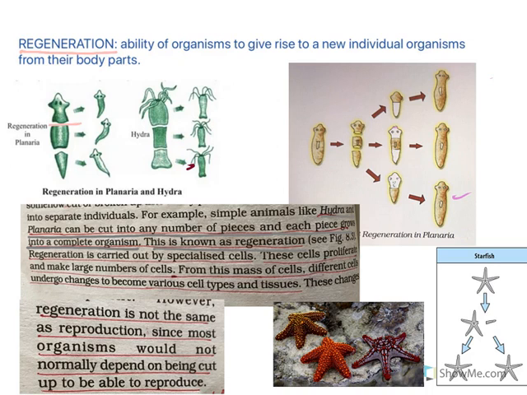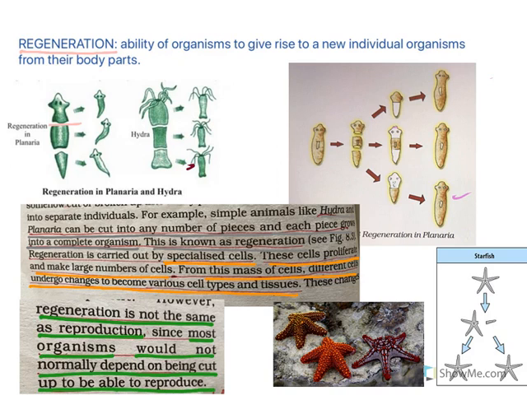Now regeneration is carried out by specialized cells, this is important, called the regenerative cells. These cells proliferate and make a large number of cells. From this mass of cells, different cells undergo changes to become various cell types and tissues. Another point you must know is that regeneration is not the same as reproduction. Why? Since most organisms would not normally depend on being cut up to be able to reproduce.